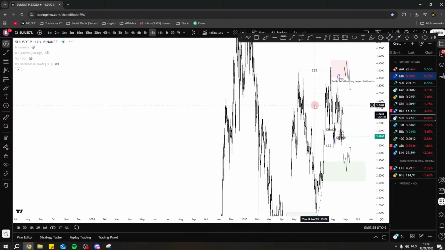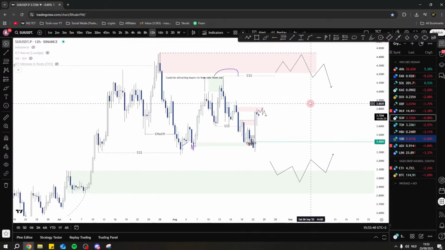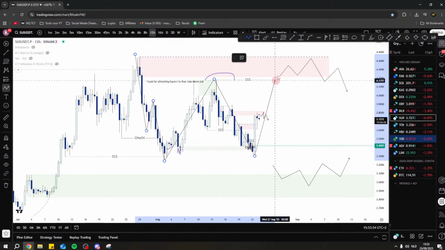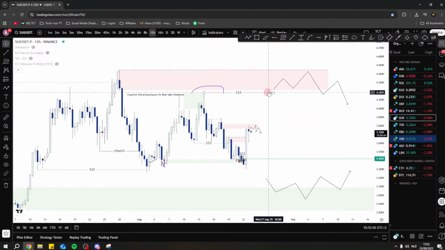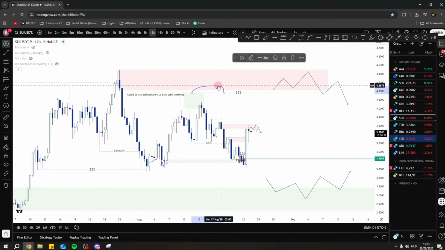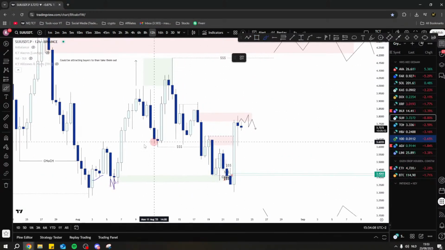High time frame, what did I have drawn in? On the 12-hour, what's your market structure? Low, high, lower low, higher high, higher low, maybe a new higher high. There's still a juicy looking supply here. I've drawn in also this little part here. Could be just attracting buyers to then stop them out.